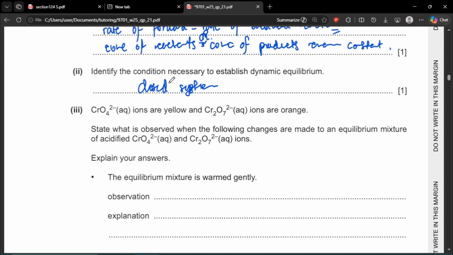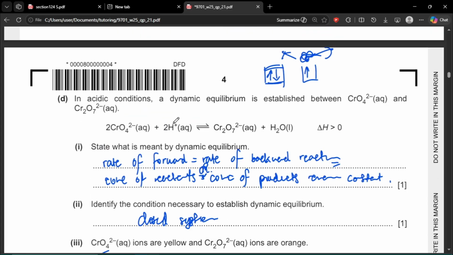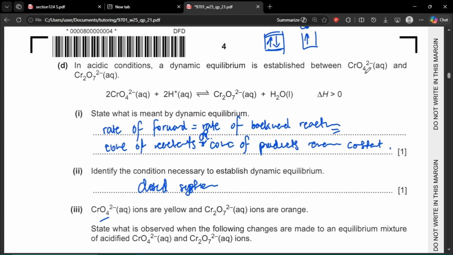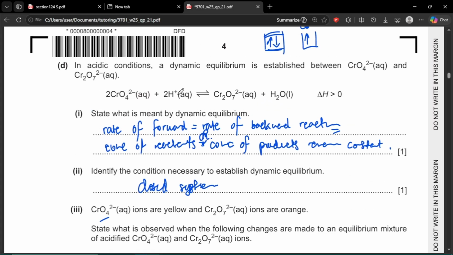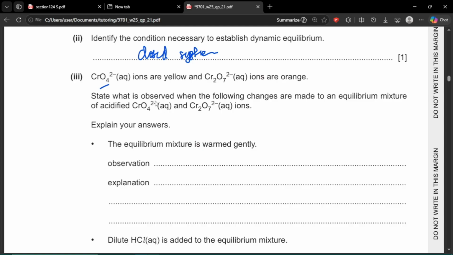Okay, they gave us an equation at the start. A dynamic equilibrium is established between chromate, which reacts with H plus ions, and this forms dichromate and water. This is probably a key detail. I think we're going to come back to this later. Say what is observed when the following changes are made to an equilibrium mixture of acidified chromate ions and dichromate ions. The first pair of ions is yellow, and the second one is orange. Okay, let's go.